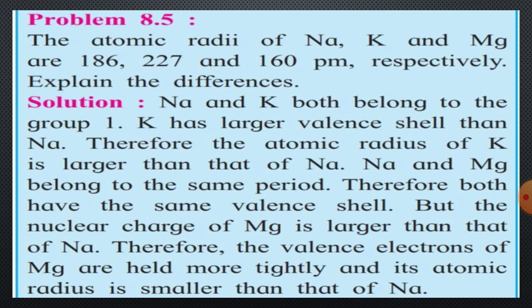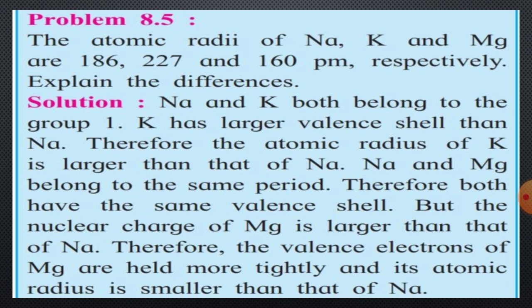So why is there a difference? Sodium and potassium both belong to group 1. Potassium has a larger valence shell than sodium. As we move down the group, the atomic radius increases. So potassium and sodium both belong to group 1, but potassium has a larger valence shell than sodium. Therefore, the atomic radius of potassium is larger than that of sodium.